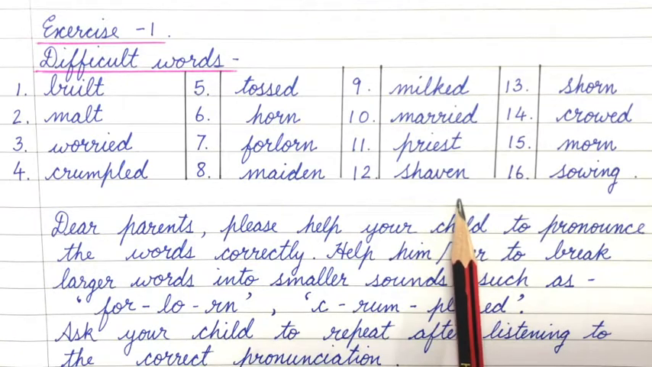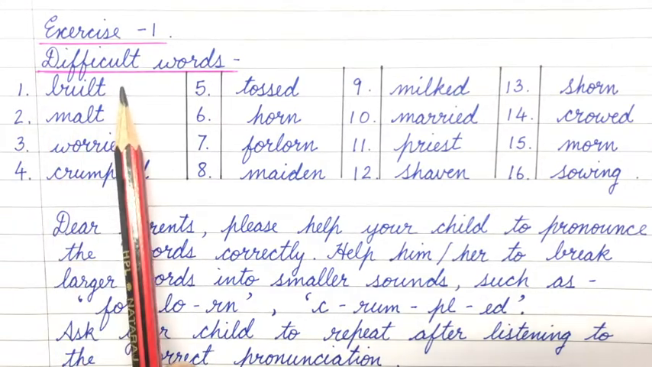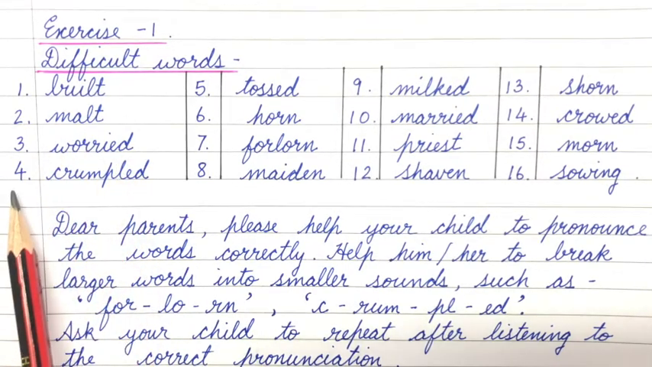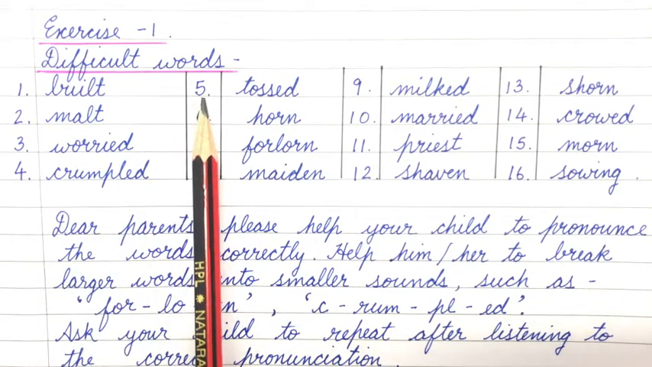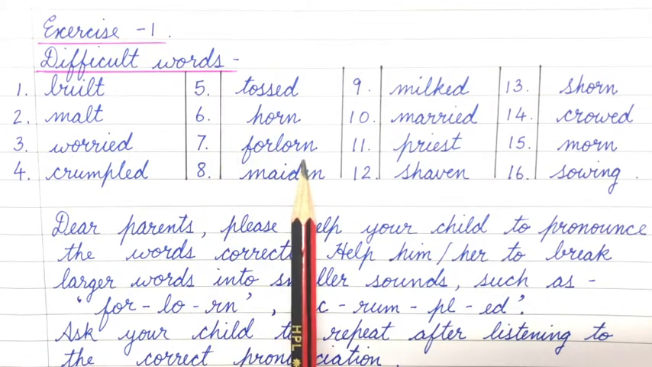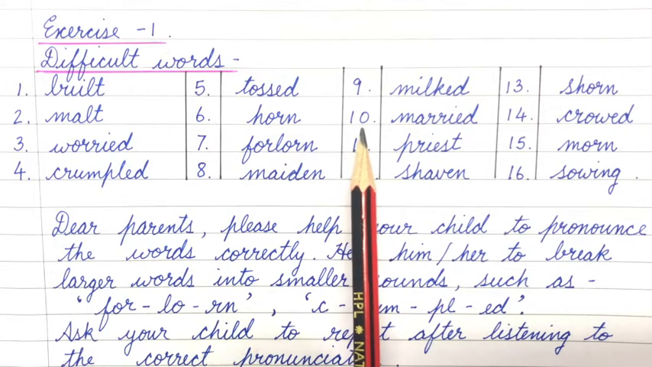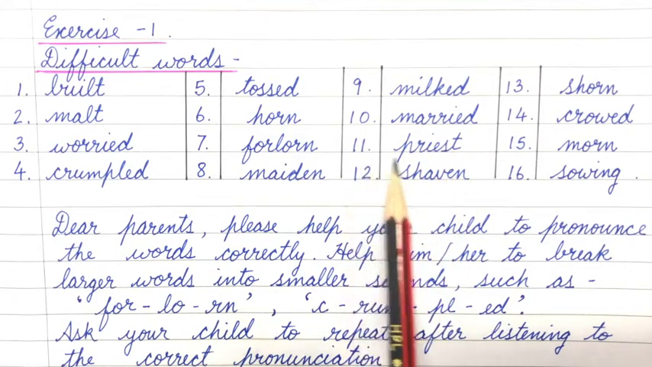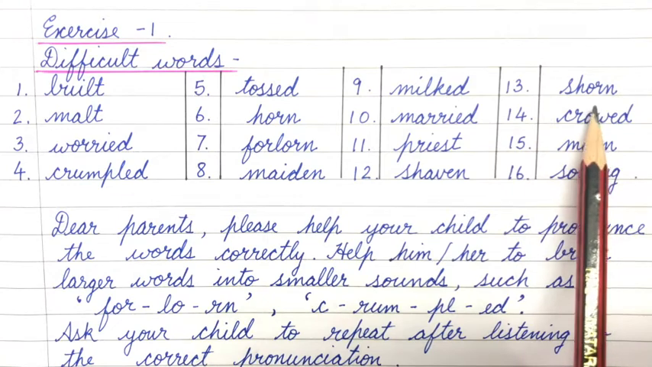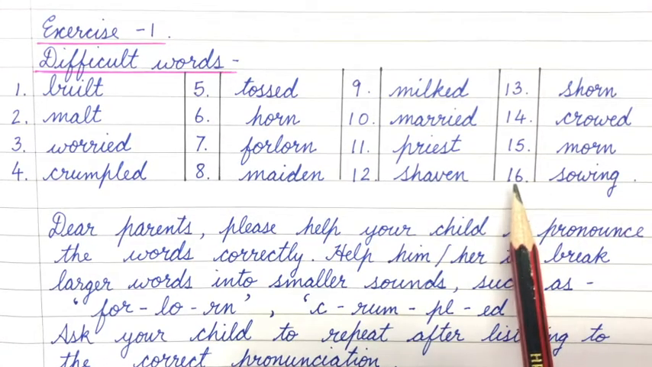The first exercise is difficult words. So children, number 1 is built, 2 malt, 3 worried, 4 crumpled, 5 tossed, 6 horn, 7 forlorn, 8 maiden, 9 milked, 10 married, 11 priest, 12 shaven, 13 shorn, 14 crowed, 15 mourn, and 16 sowing.